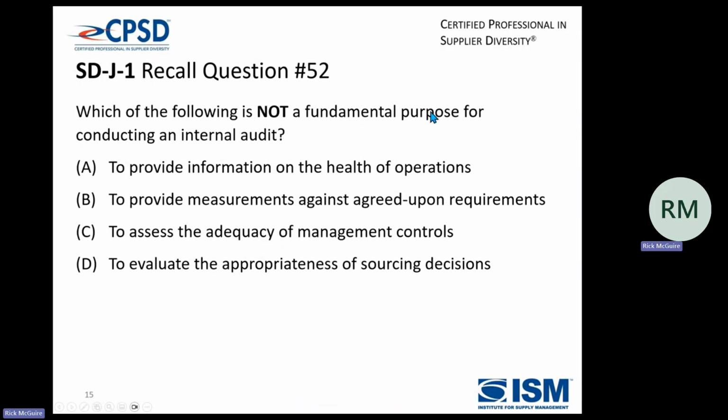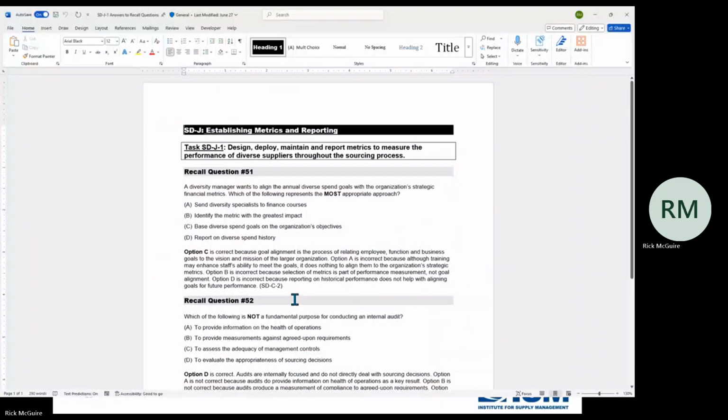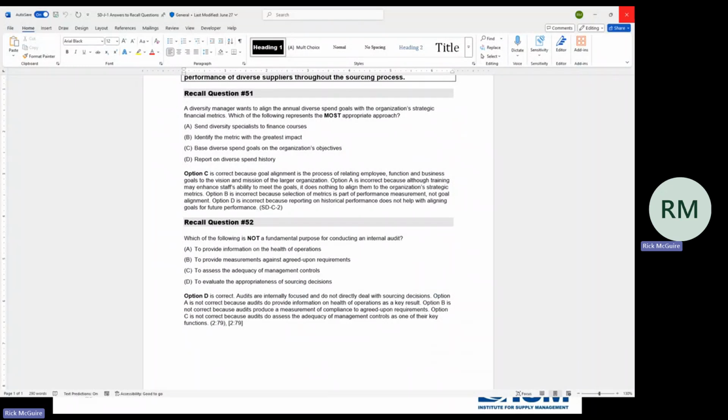Which of the following is not a fundamental purpose for conducting an internal audit? To provide information on the health of operations? No, that would be. To provide measurements against agreed upon requirements? That would also be. To assess the adequacy of management controls? That would also be. And to evaluate the appropriateness of sourcing decisions. That would not be a fundamental purpose of an internal audit. It is. All right.